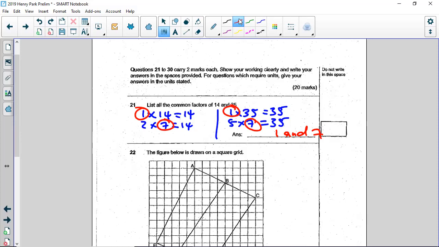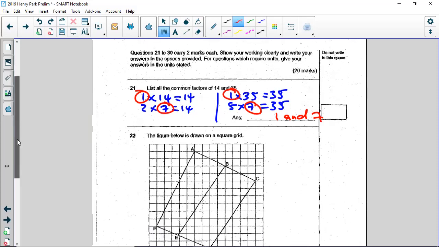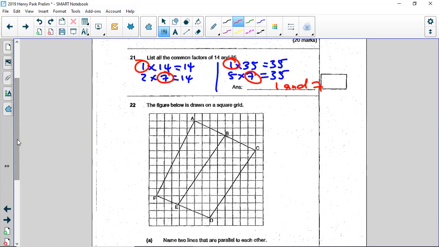All right. Okay, question 22. Now, question 22, which two lines are parallel? Okay, now I will just give you the answer. The answer is this one, your CD and your BE. Some of us can find these two lines quite easily because they point in the same direction. But how do you prove whether they are parallel?